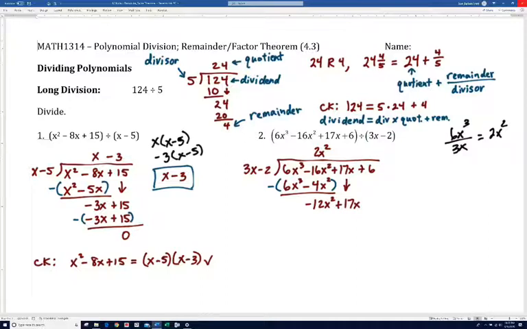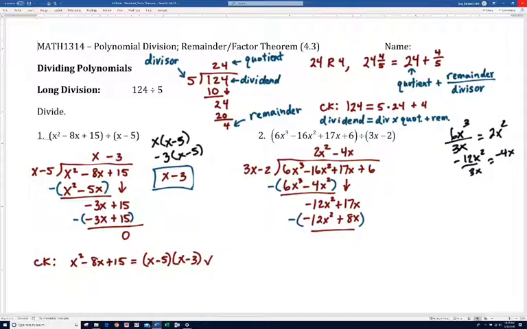So look at our leading terms. What times 3x gives you negative 12x squared? Again, if you wanted to, you could write negative 12x squared over 3x, and you should get negative 4x. And so negative 4x times 3x is going to give us negative 12x squared. Let's go ahead and multiply negative 4x times our divisor, 3x minus 2. So we get negative 12x squared and a plus 8x. So again, we'll subtract from what's above.